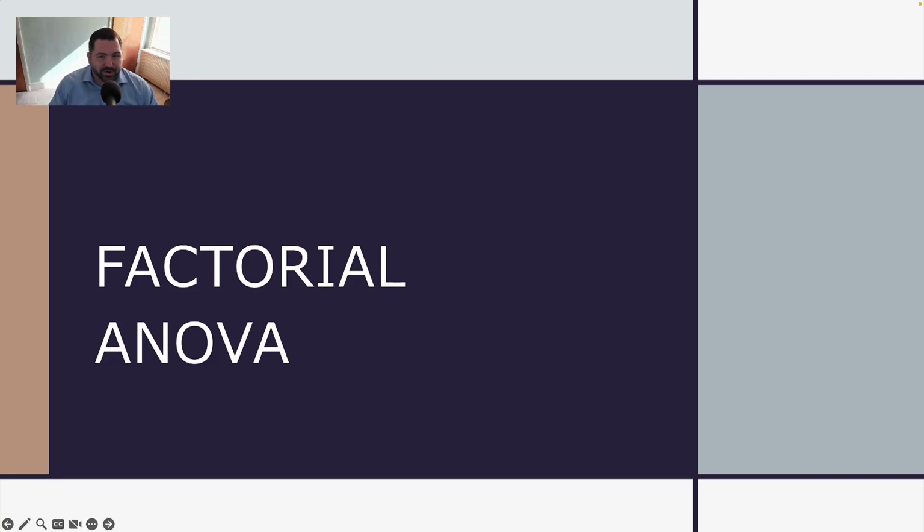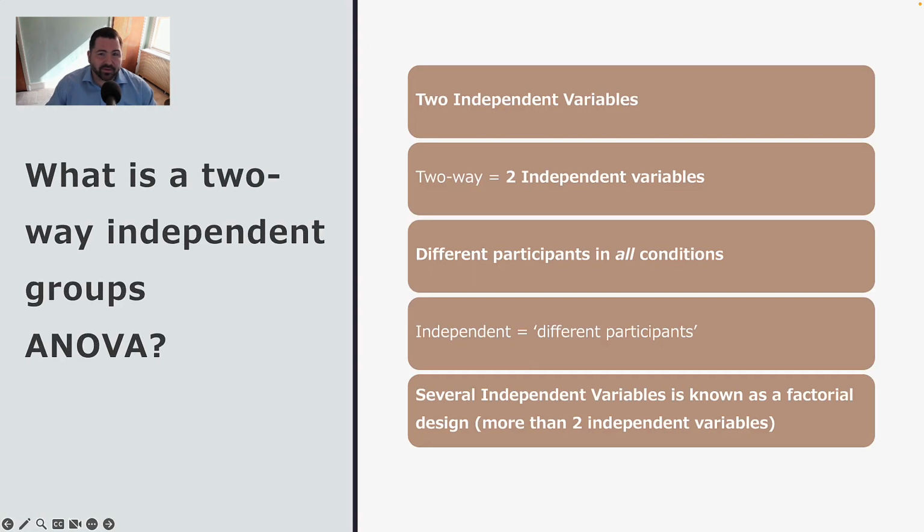Okay, folks, we're almost there. Let's talk a little bit about factorial ANOVAs. So remember from the first lecture video of this series that we had to determine something as factorial when we had at least two independent variables.